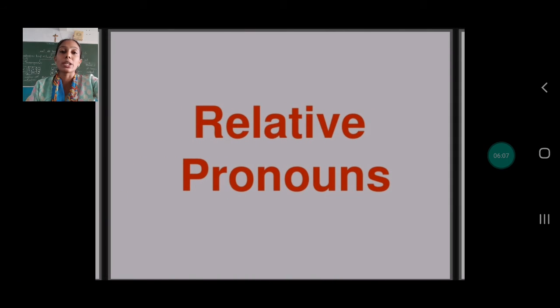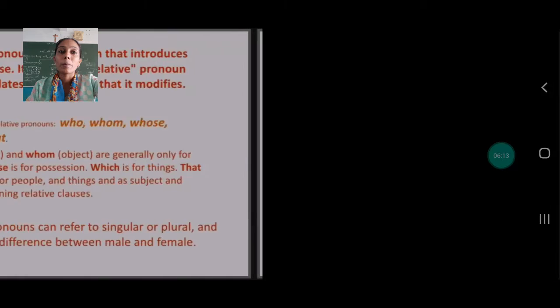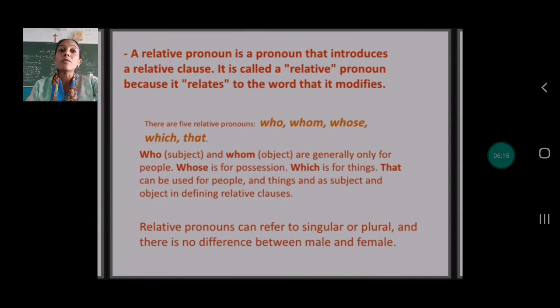Now moving on to the next pronoun, that is relative pronoun. Now what do you mean by relative pronoun? A relative pronoun is a pronoun that introduces a relative clause. By the word itself you can make it out. It's called a relative pronoun. Why? Because it relates to the word that it modifies, qualifies.